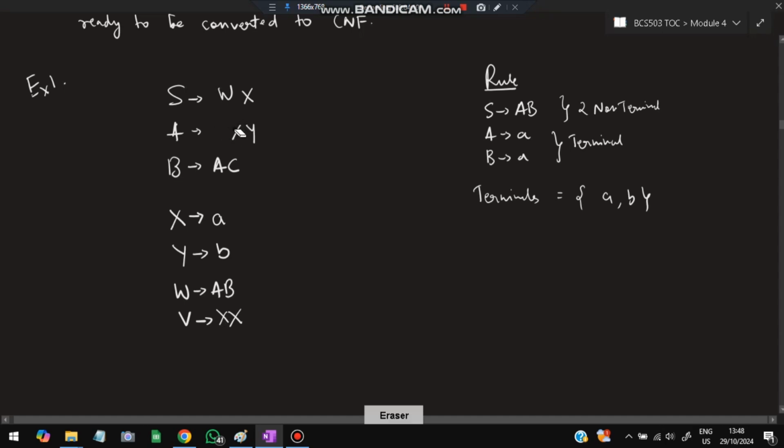Now it is of the form CNF, because S is going to two non-terminals, A is also going to two non-terminals, and B is going to two non-terminals. Okay, so here we have converted it successfully into the form where it is having the CNF.